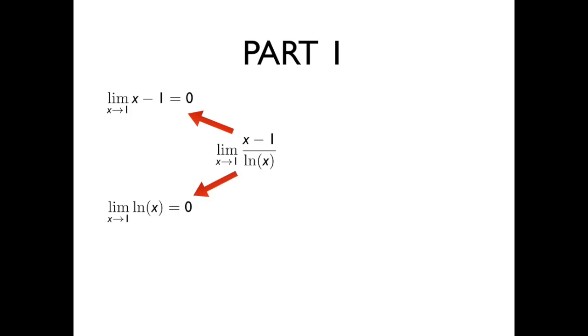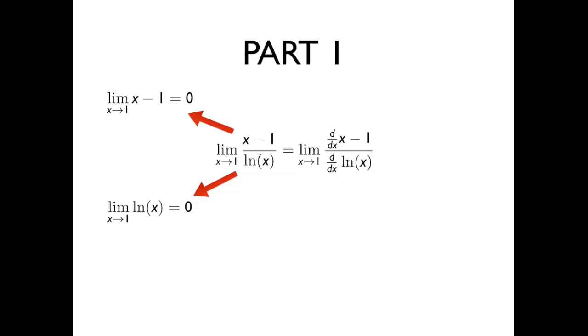Let's answer the first problem. So we were asked to find the limit as x goes to 1 of x minus 1 over ln of x. Let's look at the limits of the numerator and denominator separately. The limit of the numerator is 0, and the limit of the denominator is also 0. So L'Hopital's rule tells us that the limit of the top over the bottom is the same as the limit of the derivative of the top over the derivative of the bottom.